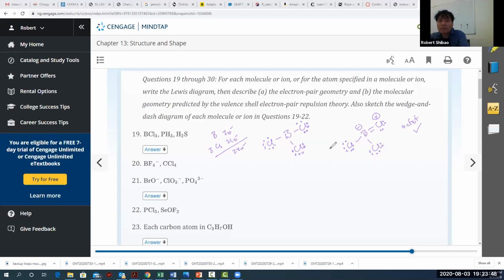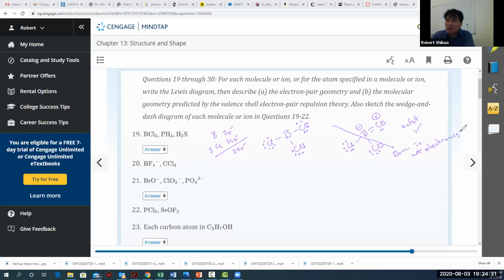Now, I mentioned that when it comes to octet versus formal charge, the octet wins, except for boron. And so the situation here is the boron is going to have less than an octet. The reason is boron's not electronegative enough to take an electron off chlorine. Chlorine's a powerful oxidizer. So what we end up with is this.